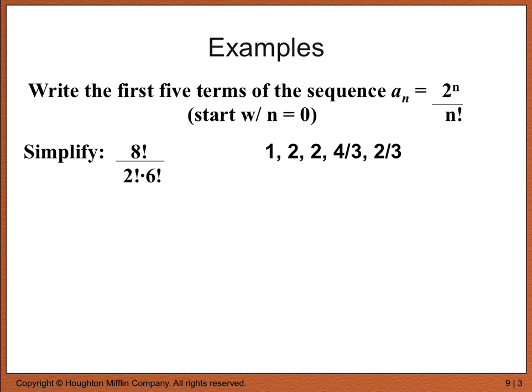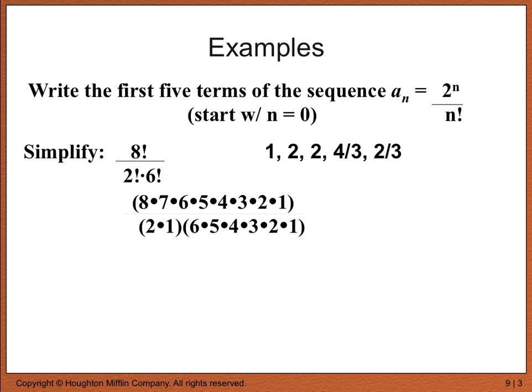Here's another example. Simplify this expression: 8 factorial divided by 2 factorial times 6 factorial. If you look at this carefully, you'll probably recognize a pattern. Since this is your first time trying to simplify factorial expressions, I'm going to walk you through this one, and you should be able to do the next ones on your own.